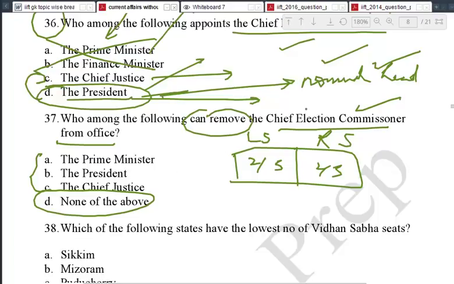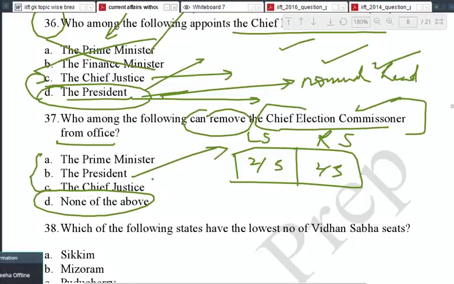He is a very, very powerful guy. Understand this. He has to be impeached. Yes, he has to be impeached. The President also has to be impeached. And the Chief Election Commissioner also has to be impeached. And that is only by 2/3 of majority, not even by half majority. So these kind of questions you must know, people. You can't just get him and throw him out. He's a very powerful guy.